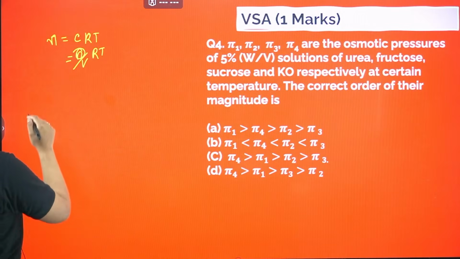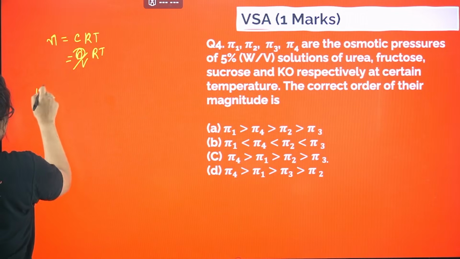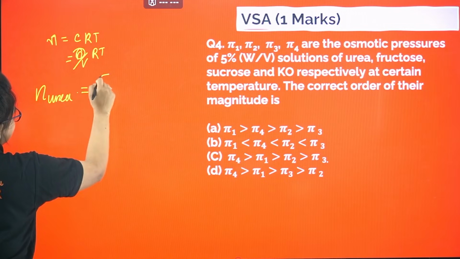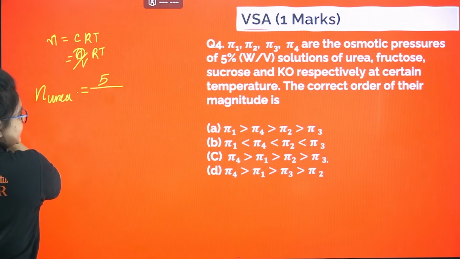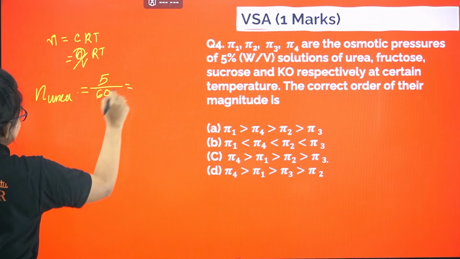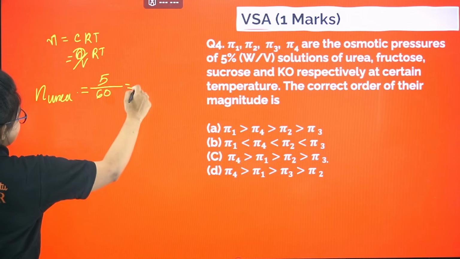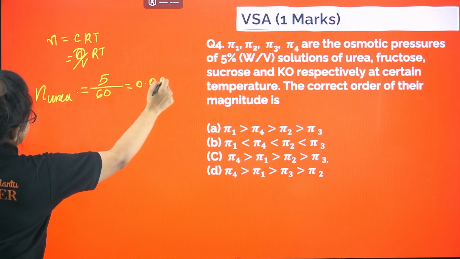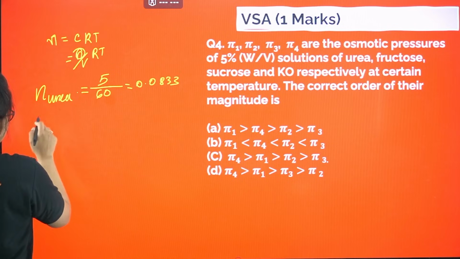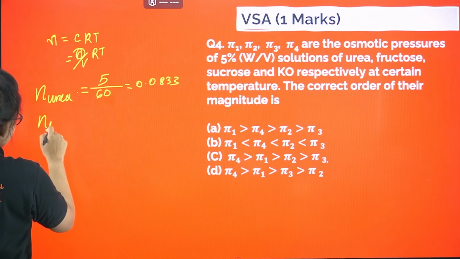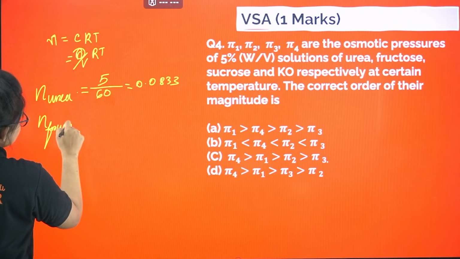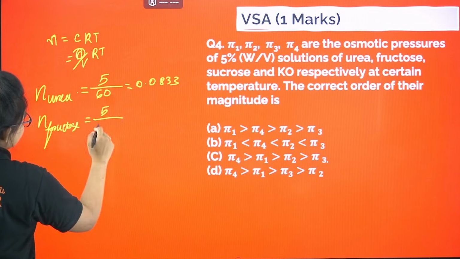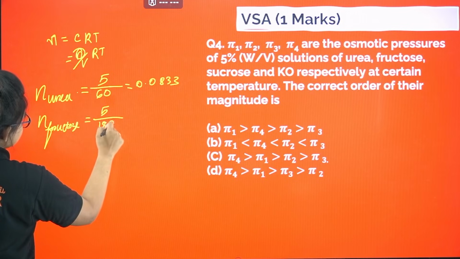So let's calculate. First we will calculate the number of moles of urea. 5% means 5 gram, and the molecular weight of urea is 60. So if you calculate this, it is 0.0833. Okay, now the number of moles of fructose: 5% they said, and the molecular weight of fructose is how much? 180.